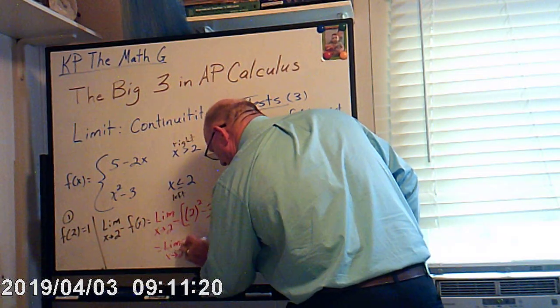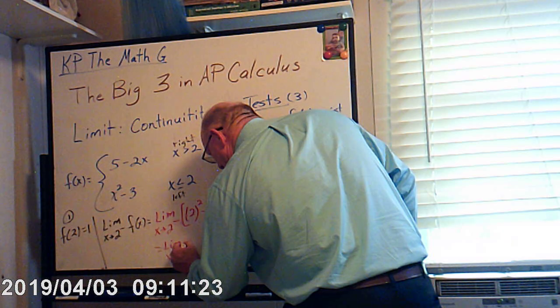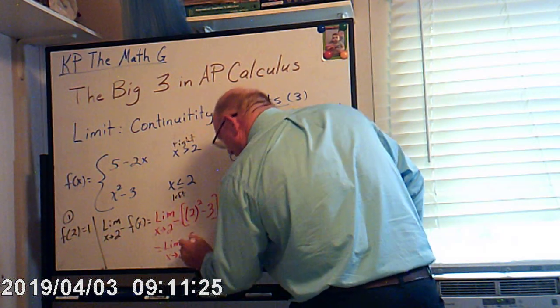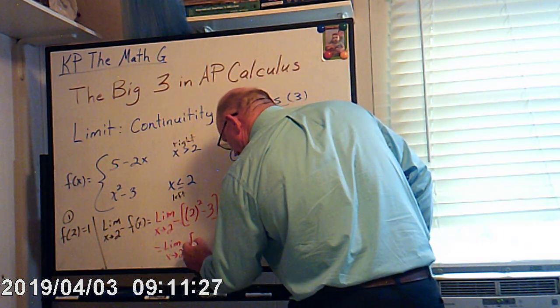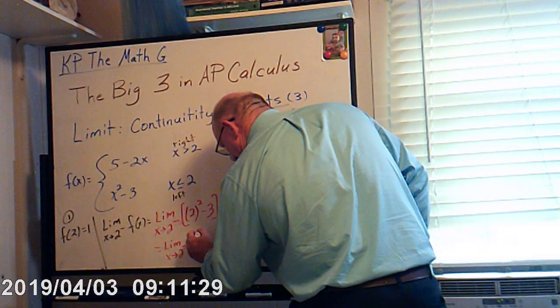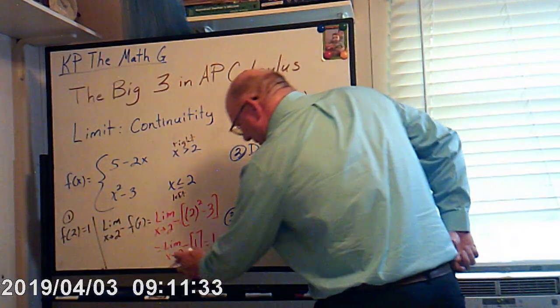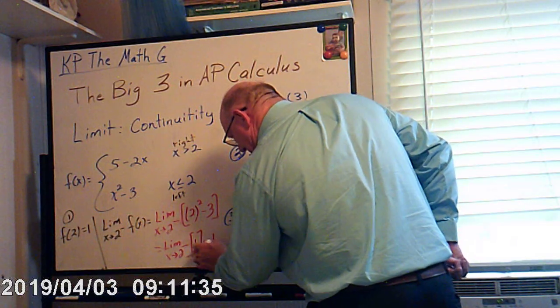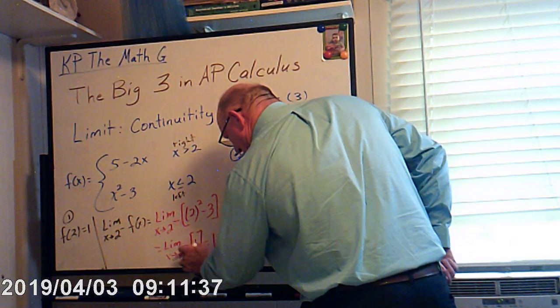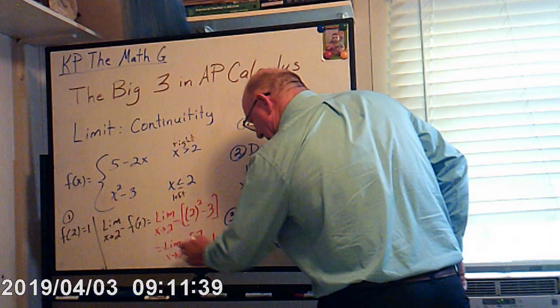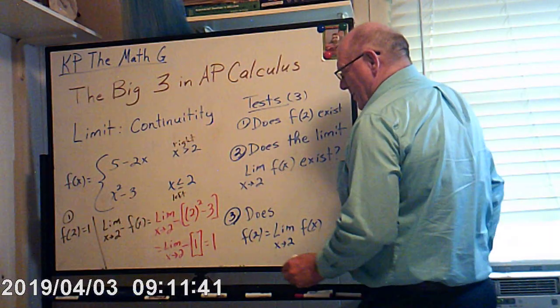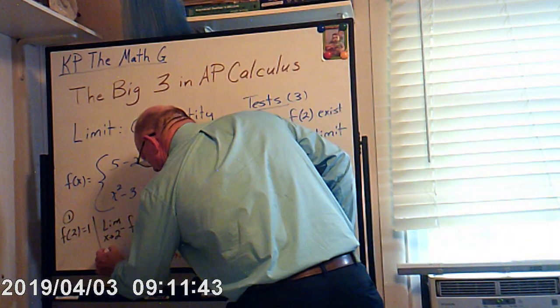2 from the left. 4 minus 3 is 1, which is just 1. So whatever this number is inside here, as x approaches 2 from the left, the answer is 1. You just write down 1. So this limit is equal to 1.